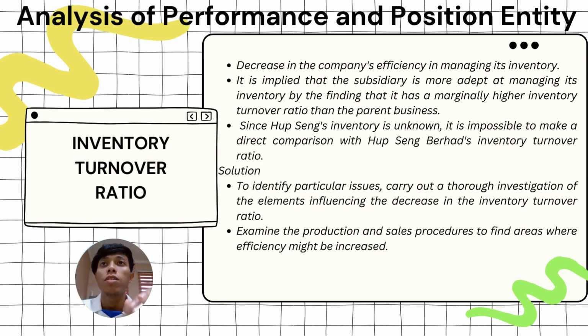For the inventory turnover ratio, the solution is to identify particular issues and carry out a thorough investigation of the elements influencing the decrease in the inventory turnover ratio. The second one is examining the production and sales process to find areas where efficiency might be increased.